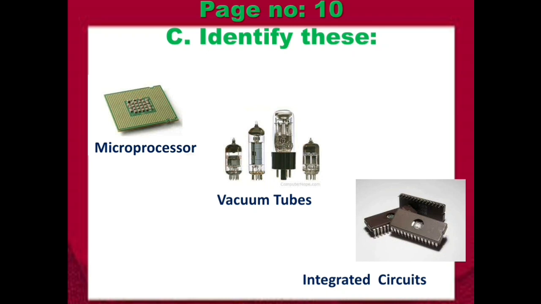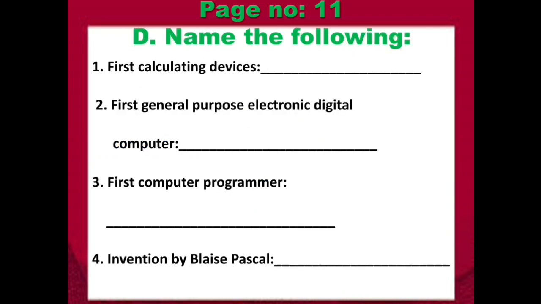Okay. Now the next topic. Name the following. This is very easy, you can answer very easily. Which is the first calculating device? Yes, abacus. Abacus is the first calculating device. The first general purpose electronic digital computer is ENIAC.